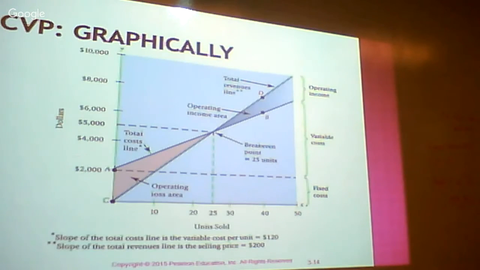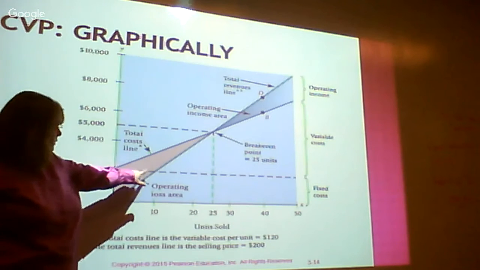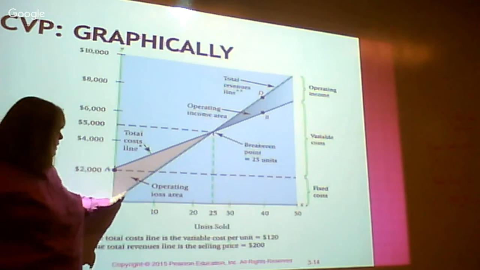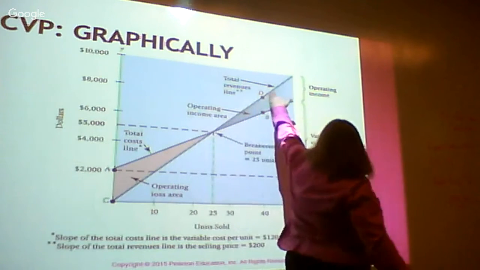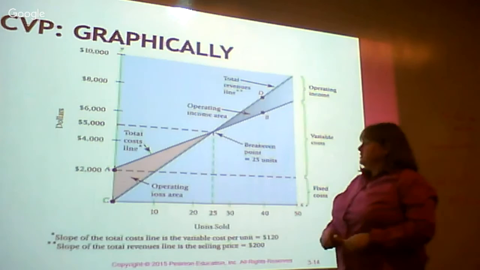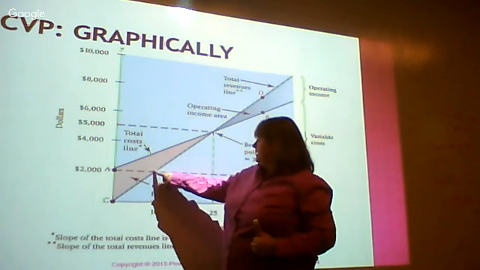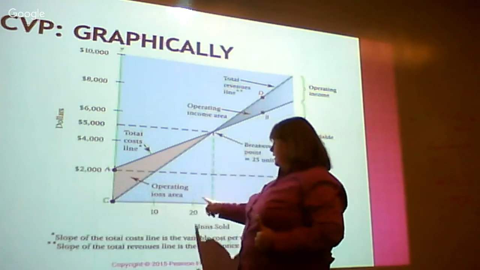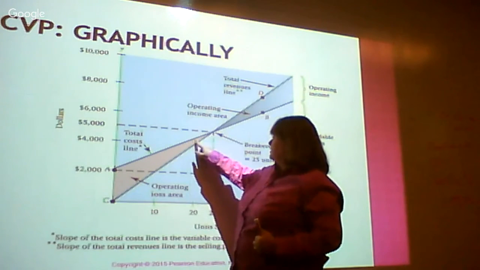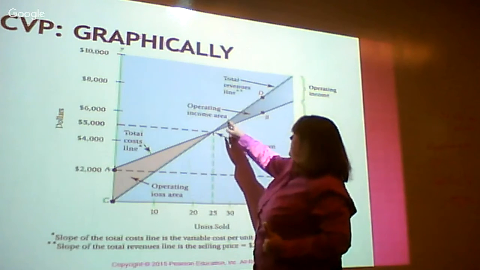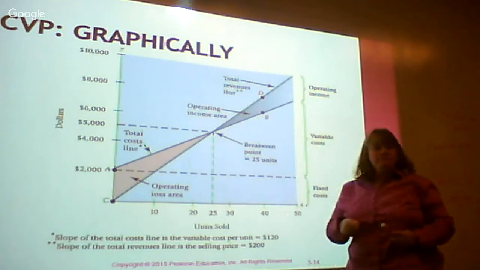Now, graphically, here's what we have. Now, this line is what? This is my total revenue line. So anything over here, the bottom line here, and goes up, that's my total revenues. So it's saying 2,000, if I sold 10, I would make $2,000. If I sold 20, that's going to be about $4,000. If I sold 30, that's going to be about $6,000 and so forth, okay?